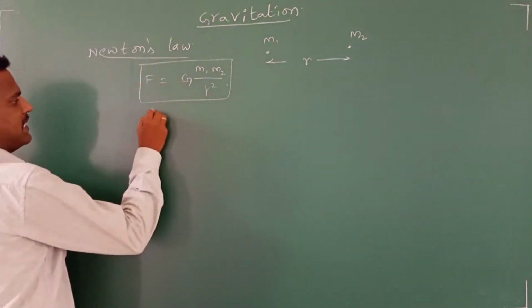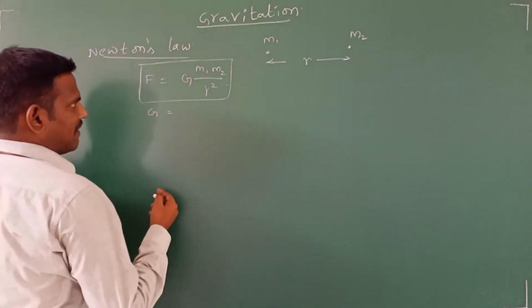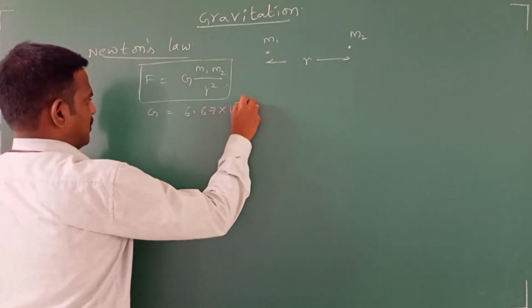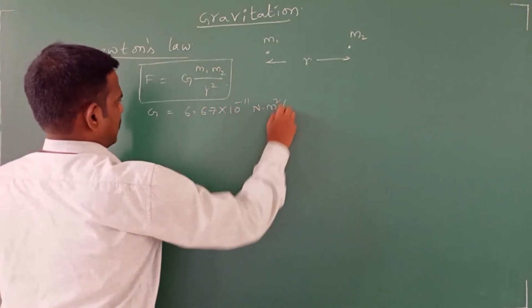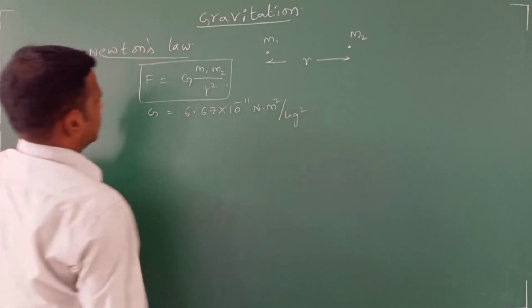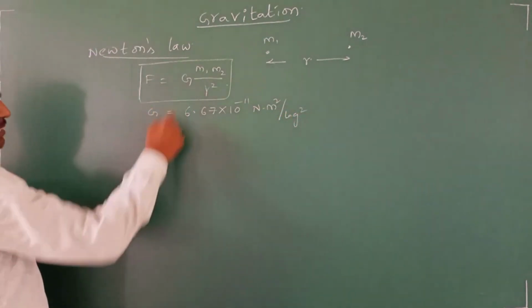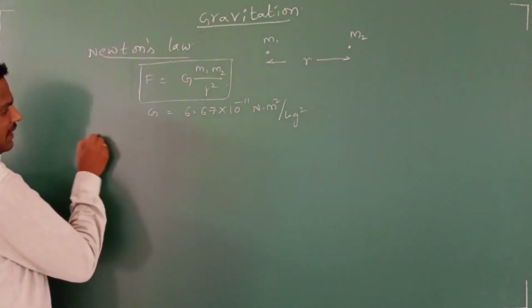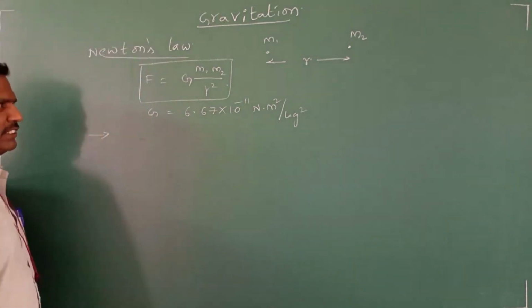And capital G here is nothing but the universal gravitation constant, whose value is 6.67 × 10^-11 N m² per kg². So this is the value of the universal gravitational constant G. Now let us start understanding the properties of gravitational force.